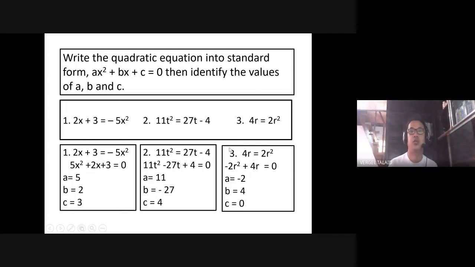Now for number 3, 4r is equal to 2r squared. Since this is not written in standard form, you are going to transpose 2r squared to the left side. Change the sign of 2r squared. It becomes negative 2r squared plus 4r. Then since c is missing, it is understood that our c is 0. Our b is 4 and our a is negative 2.